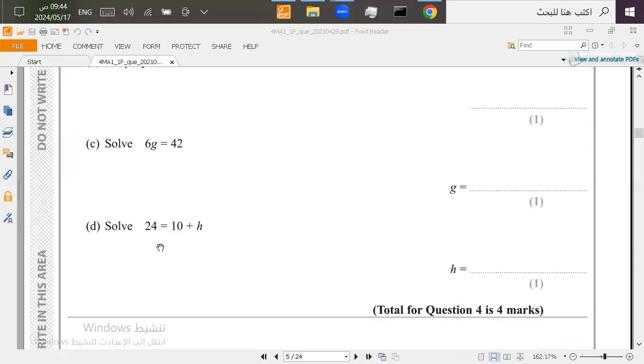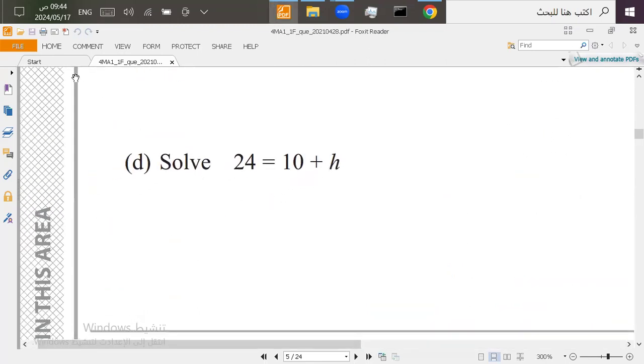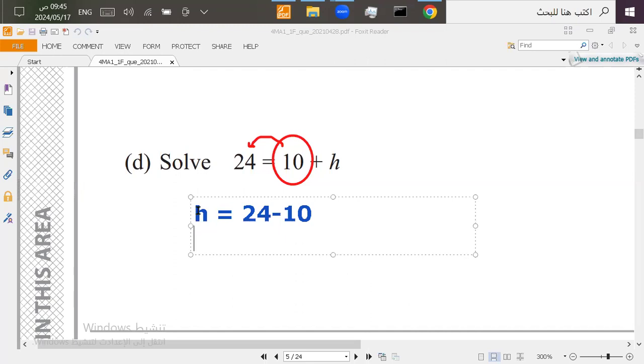Here we have solve 24 equals 10 plus h. We need h, so we're going to make h the subject. It means I have a plus 10 here. I'm going to take it to the other side. This is positive 10. I'm going to take it to the other side and change the sign, so it's going to be negative 10. So we have 24 minus 10 equals h. So h equals 24 minus 10. And then h equals 14. Very good. And this is the answer to this question.